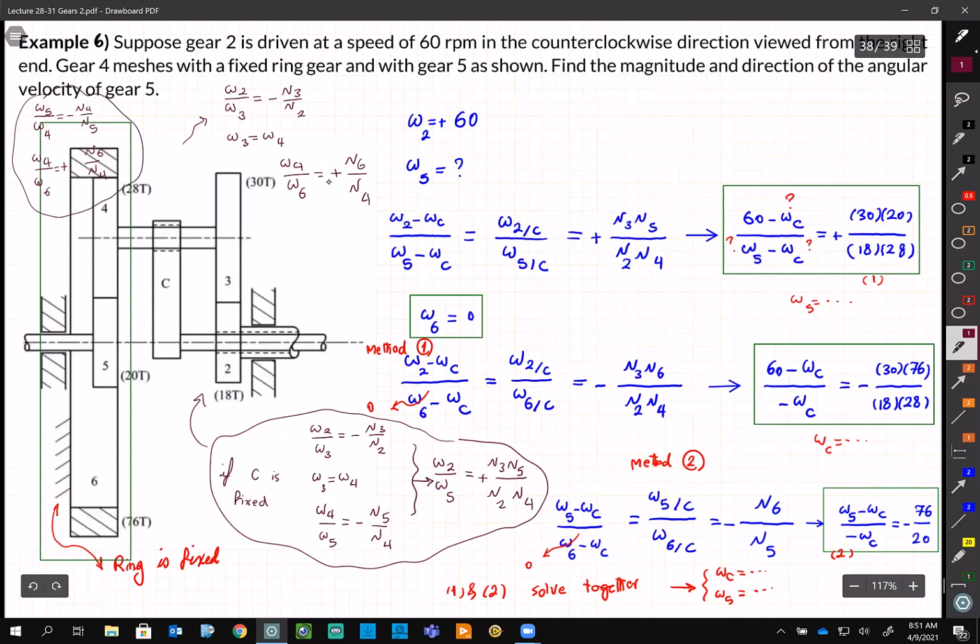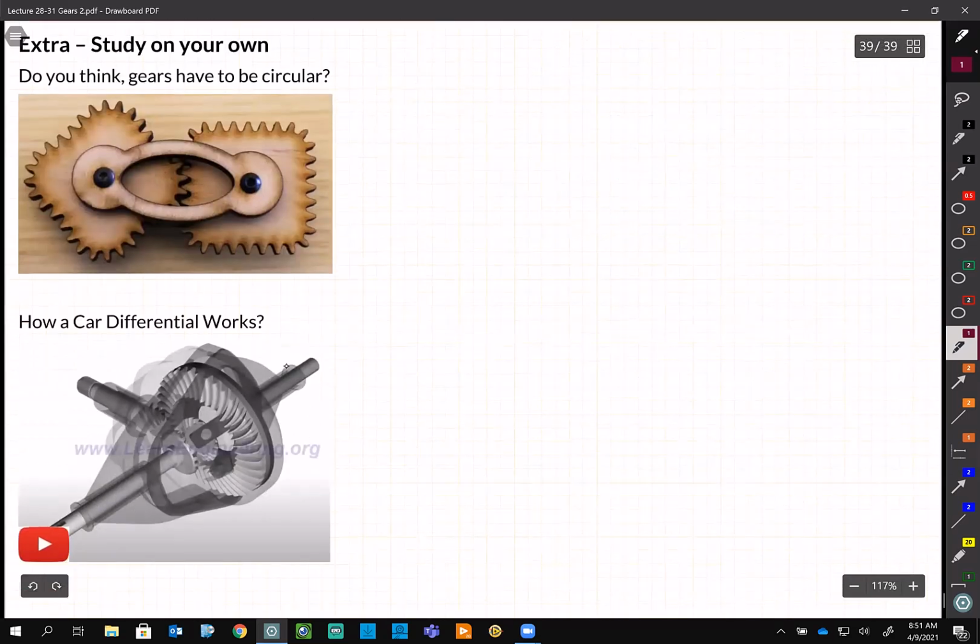This is here because we wanted to talk about this scenario. So this is all extra information. All right, this is an extra topic to study on your own. You can Google them, you can probably find videos, but it's good to know that gears do not have to be circular. It can be a square shape like this, and it works. Somebody built these things. It wasn't me, and it works.